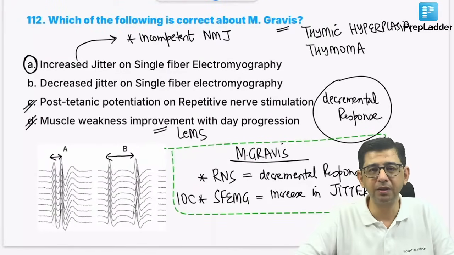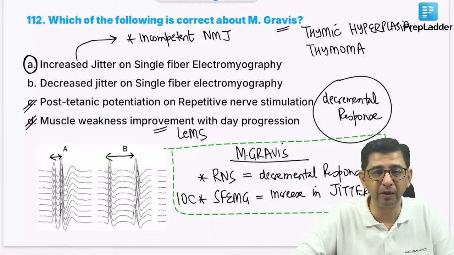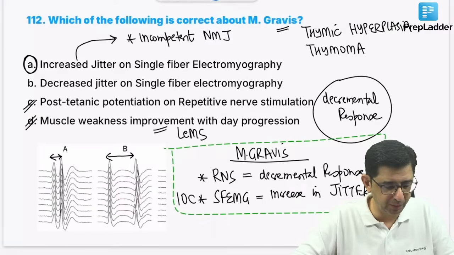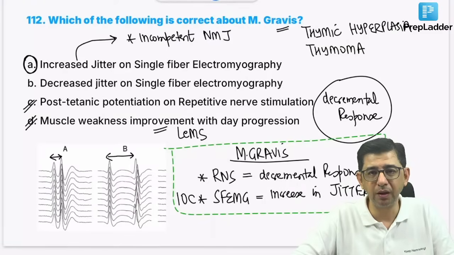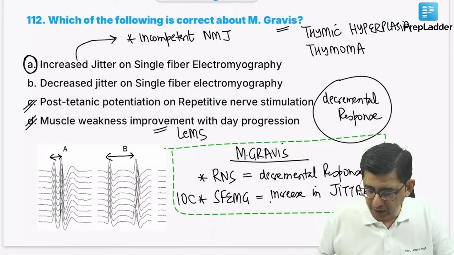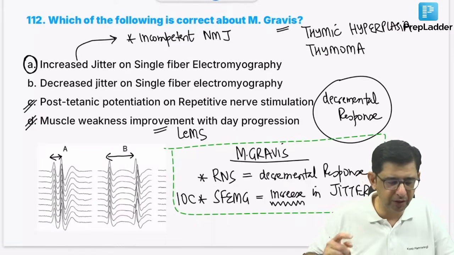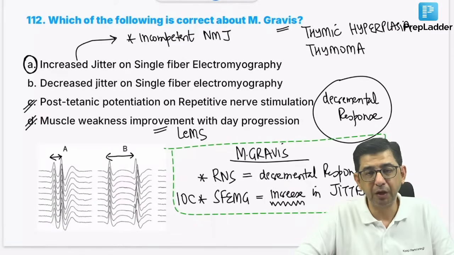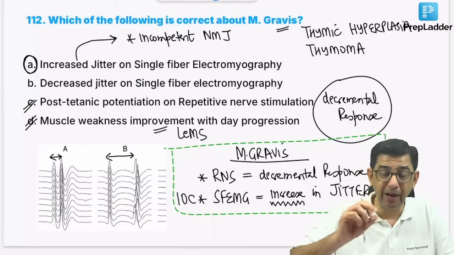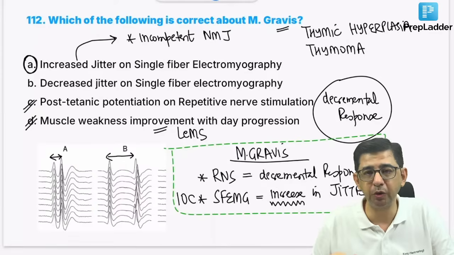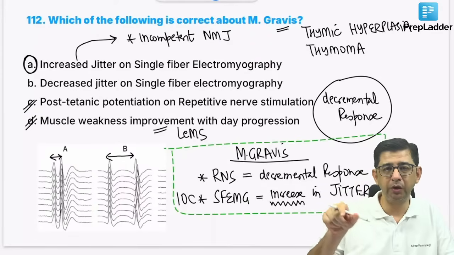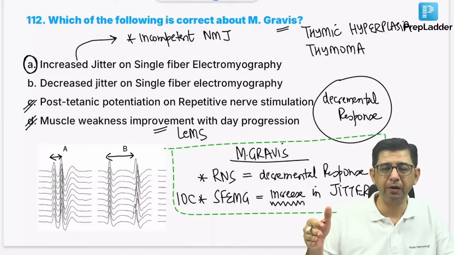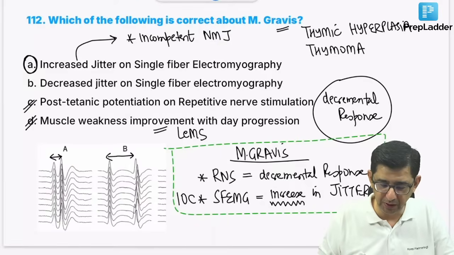In my routine discussions I've mainly been vocal about the decremental response because I want to differentiate from Lambert-Eaton. But then I thought that if I get an opportunity, I should speak about that increase in the jitter. When you first read the word increase in the jitter, it looks like we are talking about some amplitude increase. No, it is not the amplitude increase. It is the time between the two muscle contractions, which would be relatively increased because of a poor quality neuromuscular transmission.